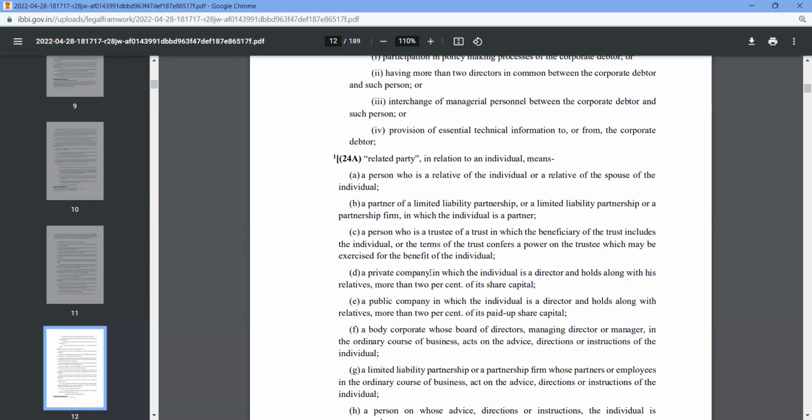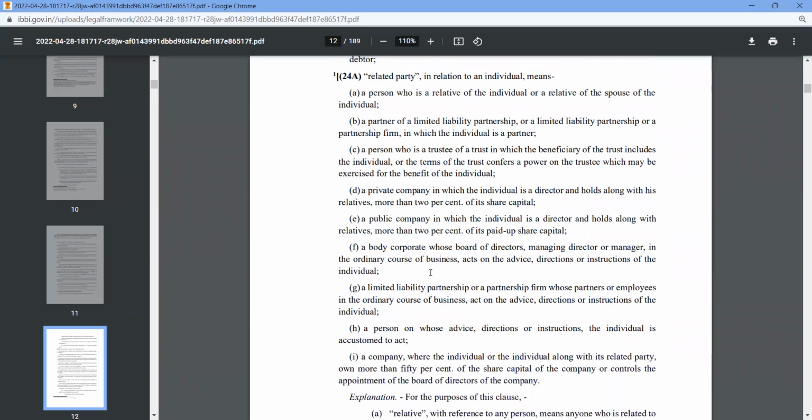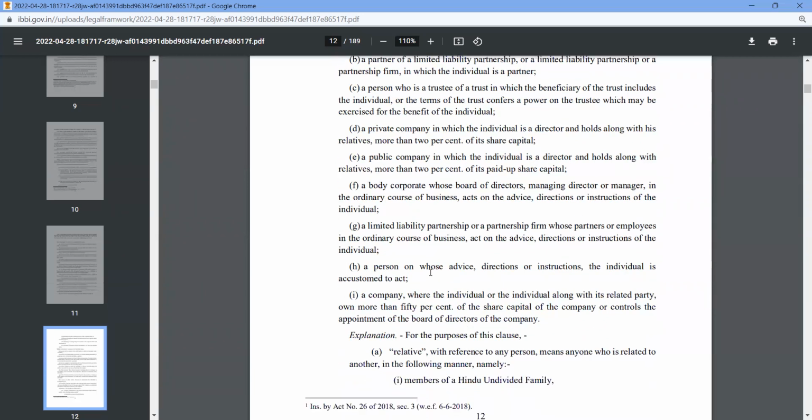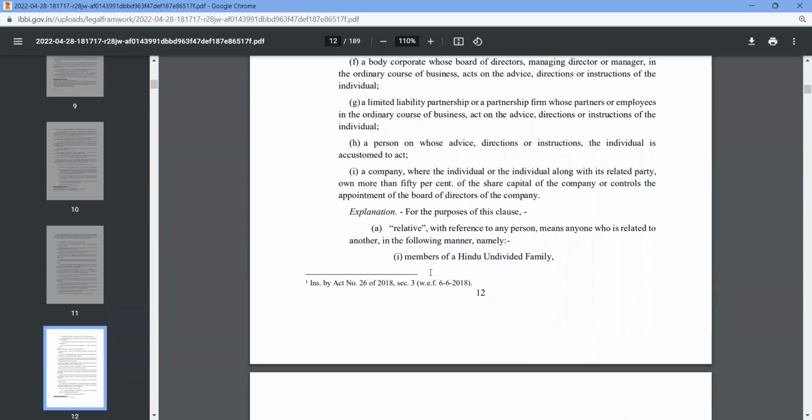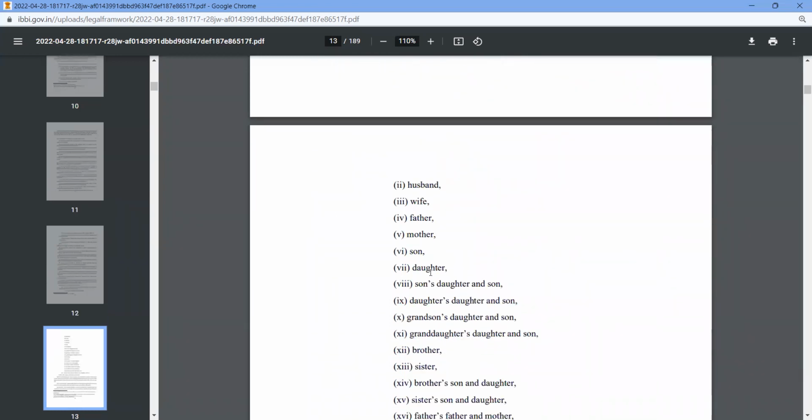So a person who is a relative of the individual or a relative of the spouse of the individual, partner of LLP or LLP or partnership firm in which the individual is a partner. Then trustee of a trust in which the beneficiaries of the trust include the individual, or the terms of the trust confer a power on the trustee which may be exercised for the benefit of the individual. So this is a long list of the persons who are covered under related party in relation to an individual. And relative here means members of HUF: husband, wife, father, mother, son, daughter. Up to this, it is very clear.